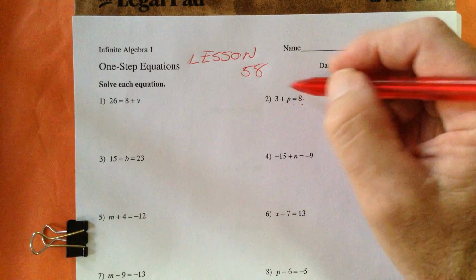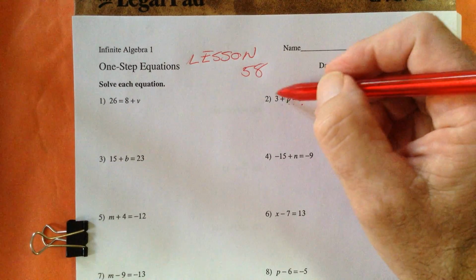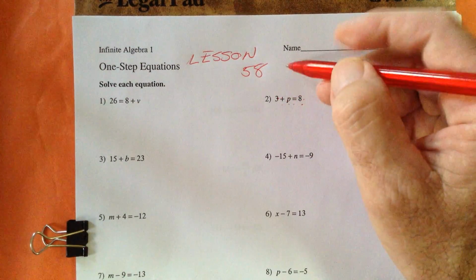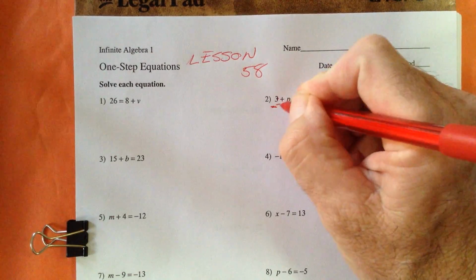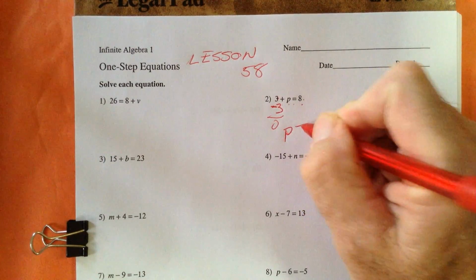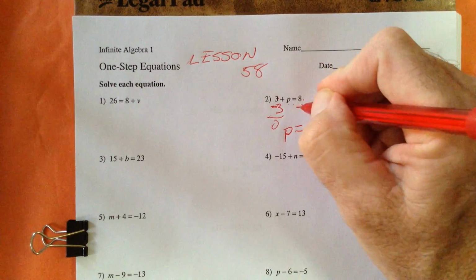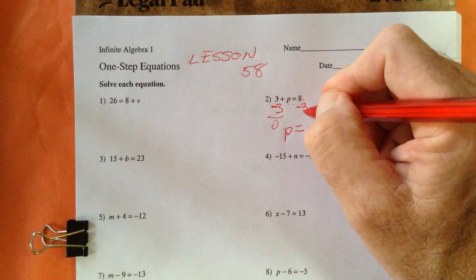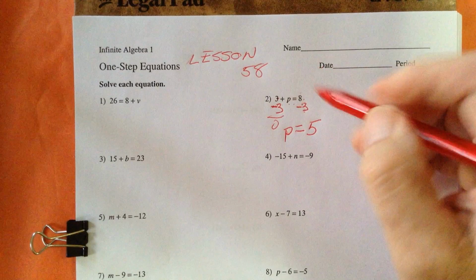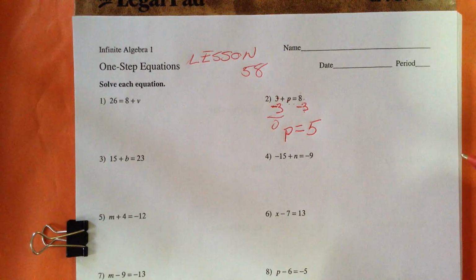For example, here, 3 plus some number equals 8. Well, if I want to get rid of this 3 over here, the opposite of a positive 3 is a negative 3. So if I go 3 minus 3, that's going to be 0, and that leaves just the p on that side. If I subtract the 3 from this side, to keep this balanced I've got to subtract 3 from the other side. I've got to go 8 minus 3, so 8 minus 3 is going to equal 5. Okay, so if I put 5 in for p, 3 plus 5, yeah, that's going to equal 8.